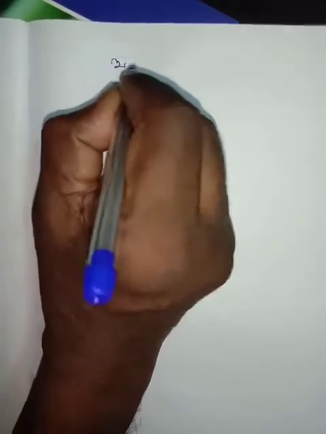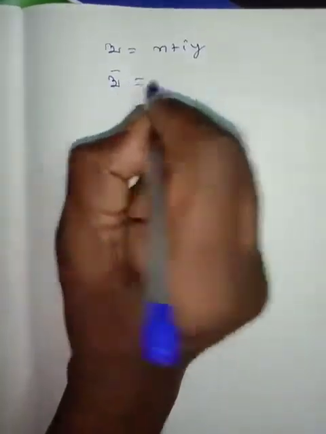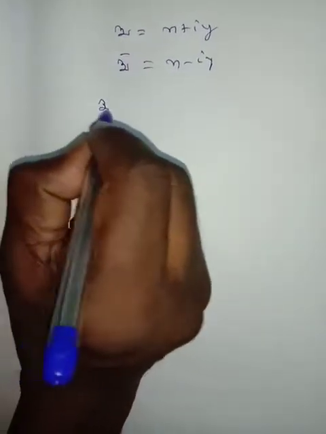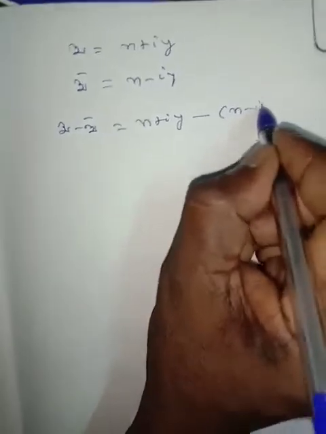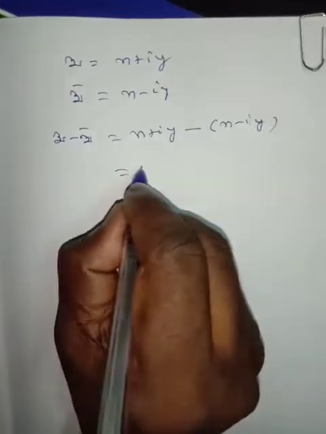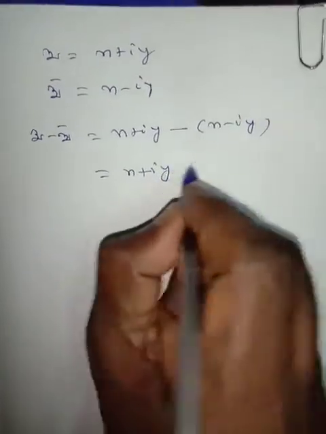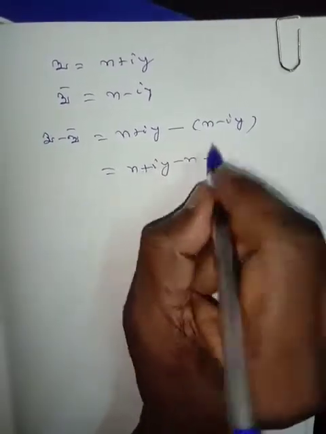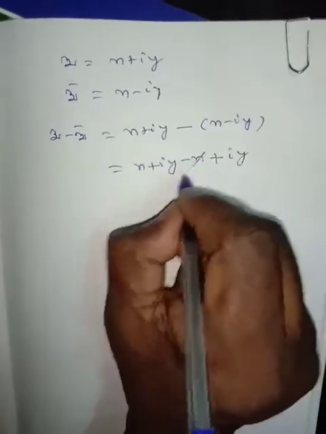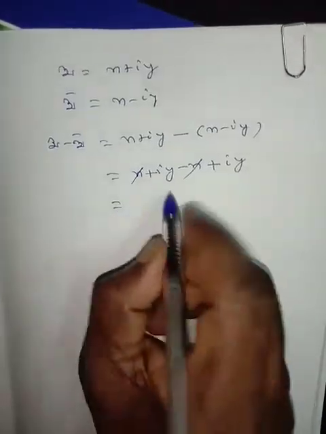Next, z is equal to x plus iy. z bar is equal to x minus iy. z minus z bar is equal to x plus iy minus of x minus iy, which is equal to x plus iy minus x plus iy. This and this are cancelled. Is equal to 2iy.